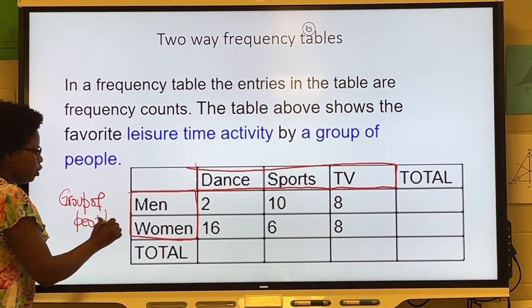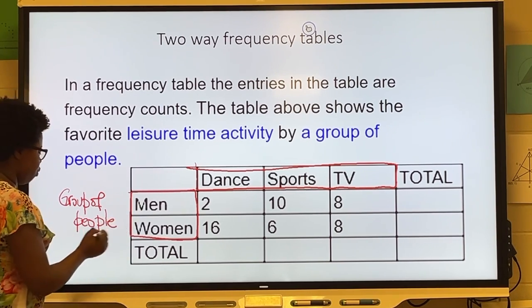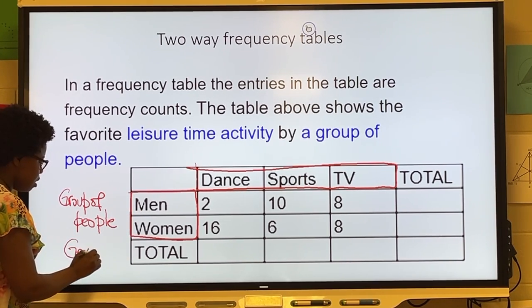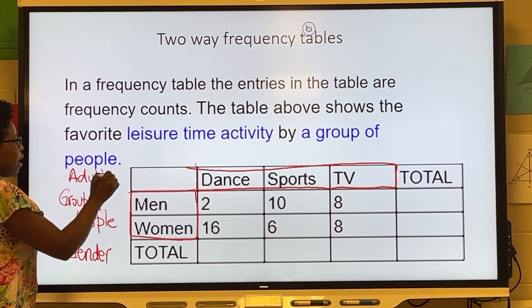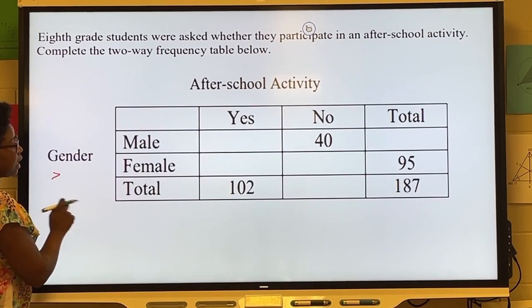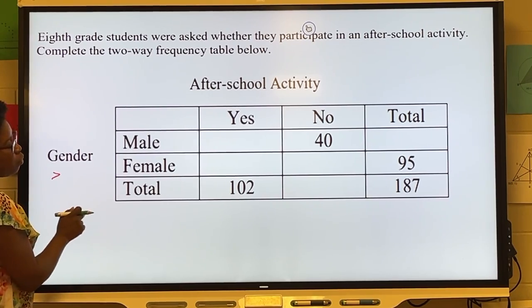If you don't want to use group of people, you could say men and women could be gender. Men and women could be considered as adults. So you are basically giving a category to men and women.